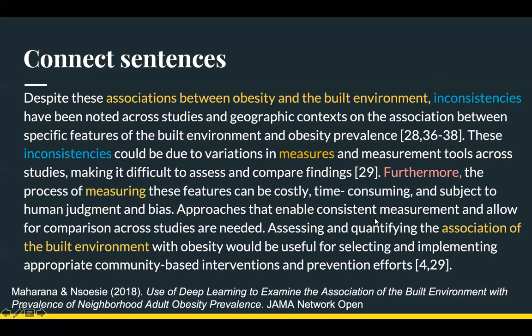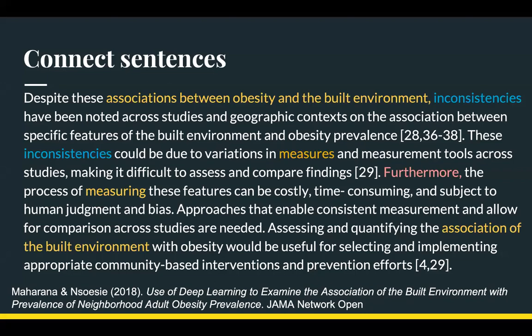Here's another example. This one comes from a paper that I published. It says, despite these associations between obesity and the built environment, so the paper was about obesity, inconsistencies have been noted across studies and geographic contexts on the association between specific features of the built environment and obesity prevalence. These inconsistencies, so I go from the first sentence to the second sentence, and there's a connection there. In the first sentence, I'm talking about the presence of inconsistencies, and then now I'm saying these inconsistencies could be due to variations in measures and measurement tools across studies, making it difficult to assess and compare findings.